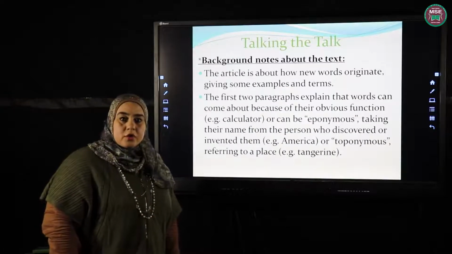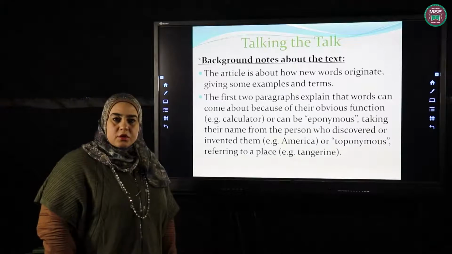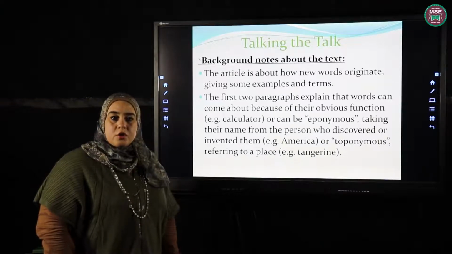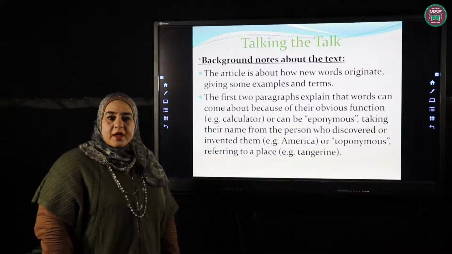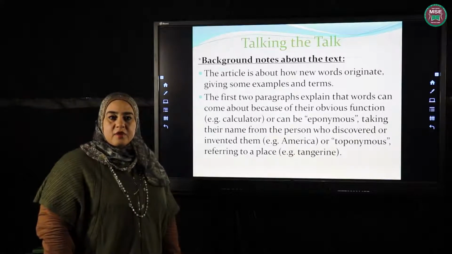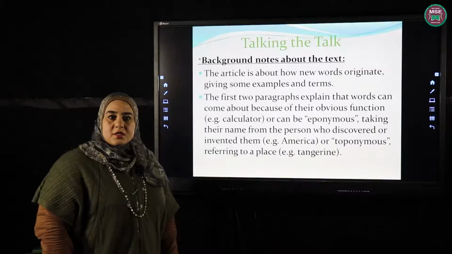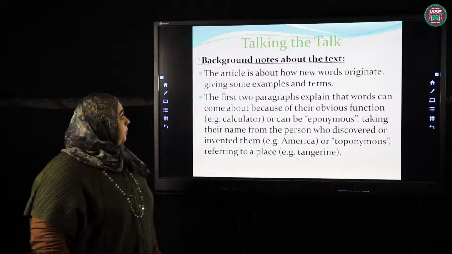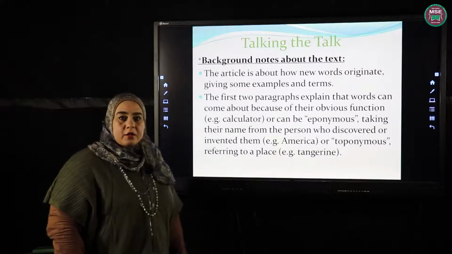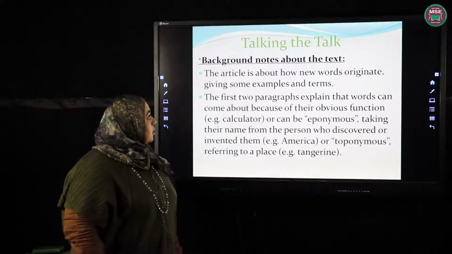Unit 2 is called Talking the Talk. We are going in this unit to learn about how words were invented and from where we can give a word its name, or how a word is given its name. Okay, we are going to read a background about the text.